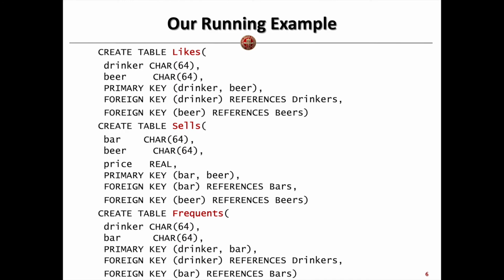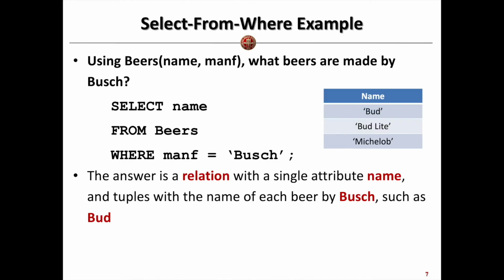Okay, so based on these tables, we can write down some standard select from where statements as shown here. Let's assume we have a question. Given the beers table, we will find what beers are made by Bush. Bush is a manufacturer, and we plan to find the beer names which are made by Bush. So before showing the standard select from where statement, I hope you still remember we can write down this query with the relational algebra, right?